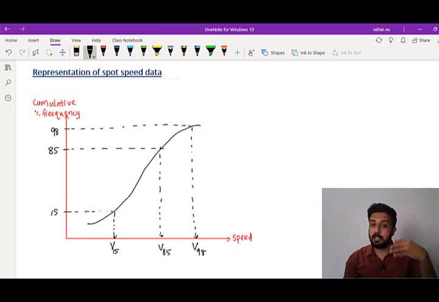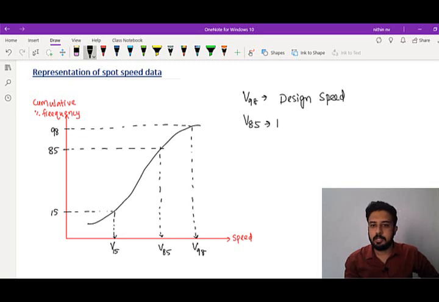We are not considering the 100th percentile value. We are considering only 98. So this value corresponds to V98. We consider it as the design speed. Very important for various competitive exams. V85 we denote as the maximum speed limit.